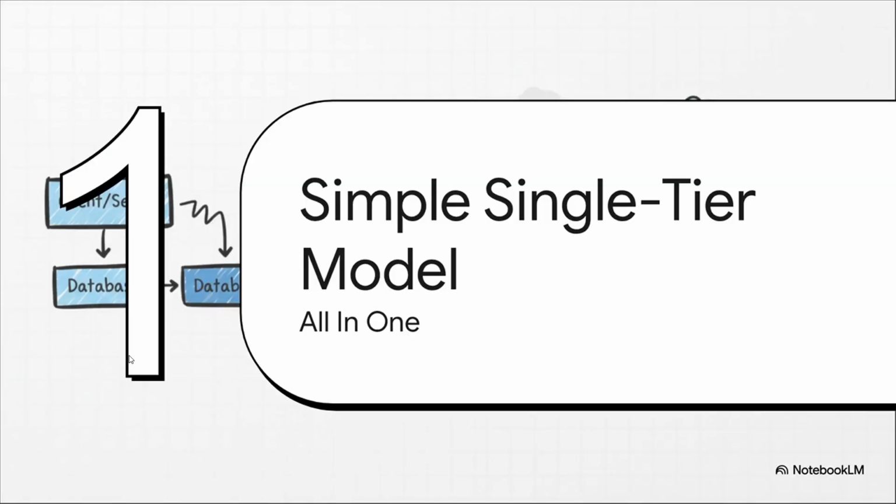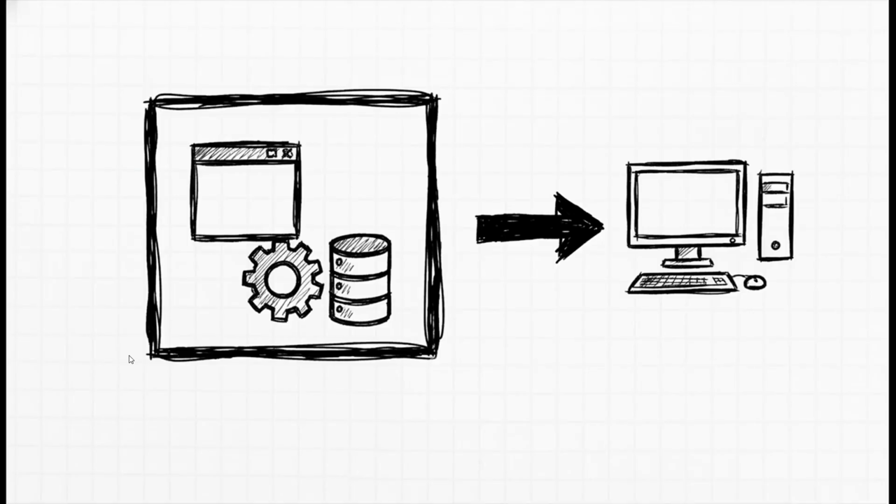So let's start with the most basic blueprint out there, the single-tier model. You can think of this as our cozy one-room shop. As you're about to see, absolutely everything happens in the exact same place. In this model, every single component, the part you see and click on, the rules that make it work, and the place where all the information is stored, it's all bundled together on one single computer. Super simple to get up and running, which is why it was great for some older desktop apps, but yeah, it's definitely not built for growth.